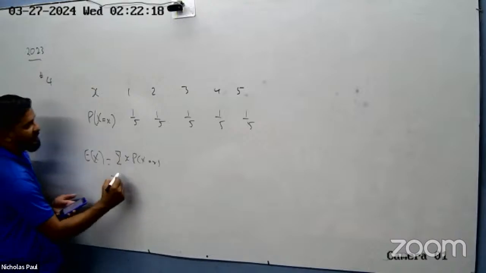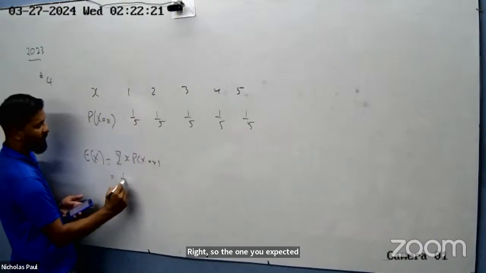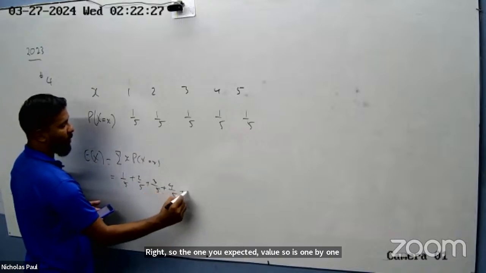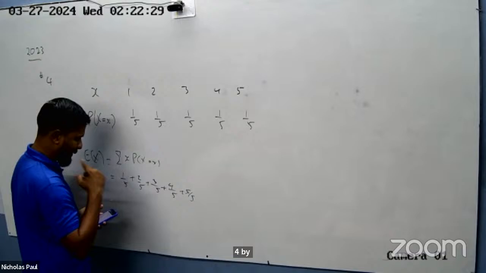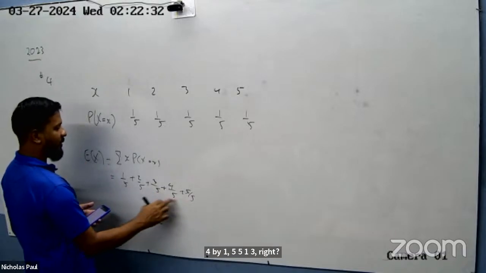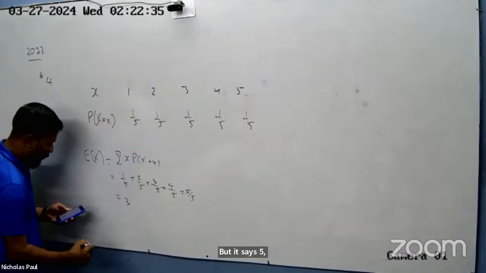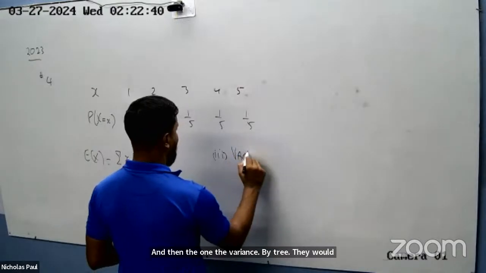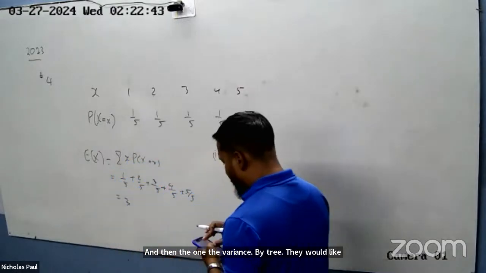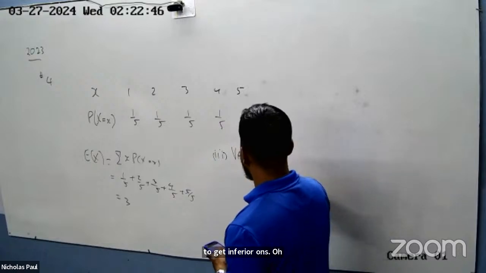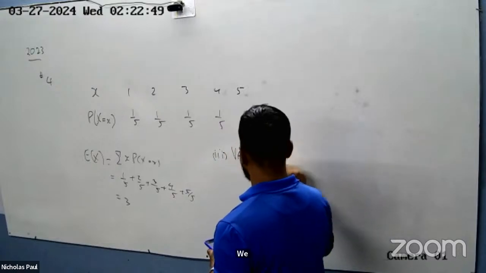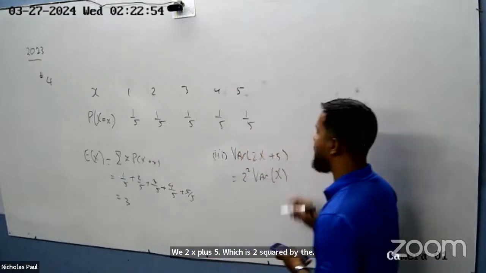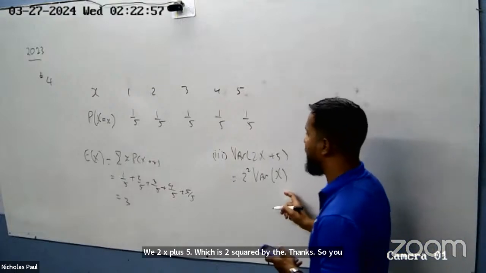Right, so they want the expected value, so it's 1 times 1/5, 2 times 1/5, 3 times 1/5, 4 times 1/5, 5 times 1/5, right? So this is 3. And then they want the variance. Part 3, they would like the variance of 2x plus 5, which is 2 squared times the variance of x. Remember, the 5 will be 0, right? So you have to find the variance of x.